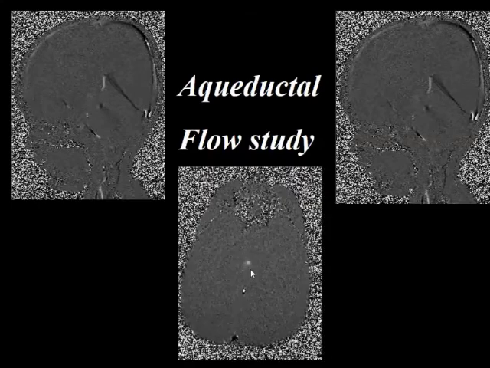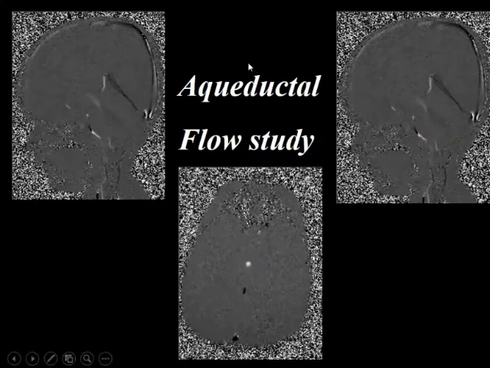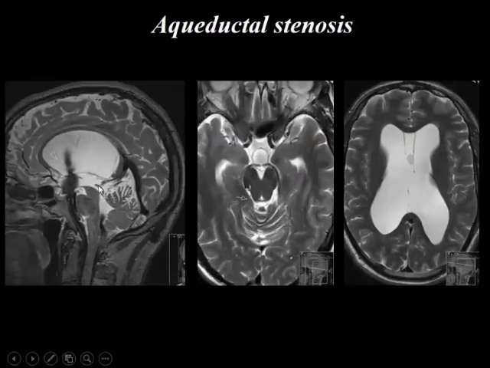Let's look at the axial. This is the aqueduct. You see the flow within the aqueduct. So there is no aqueductal stenosis. But if you take a case of aqueductal stenosis, if you see carefully the first image here, the sagittal image, the aqueduct is open superiorly. The white structure is the CSF, and then there is a small band going across. This is a web within the aqueduct, which has caused aqueductal stenosis, and there is dilatation of the ventricular system.